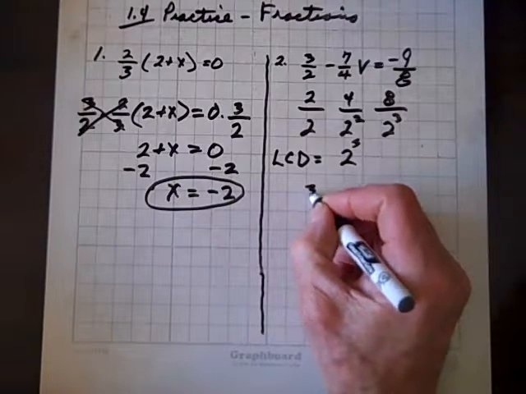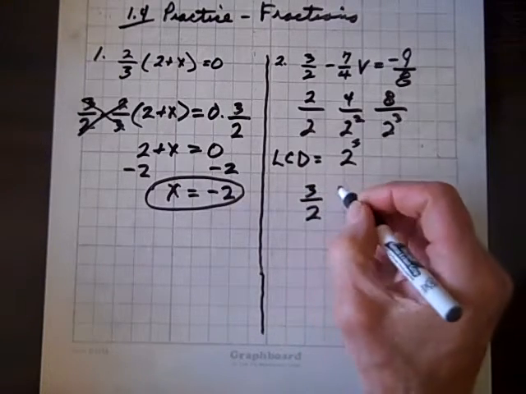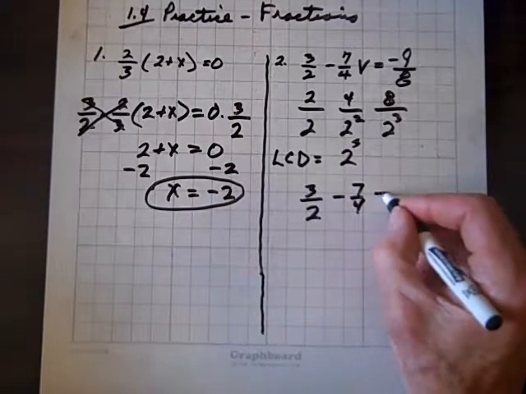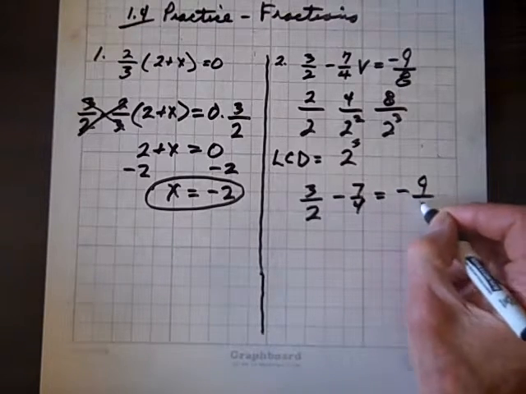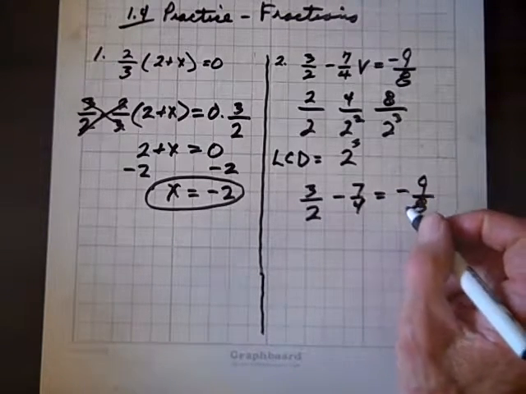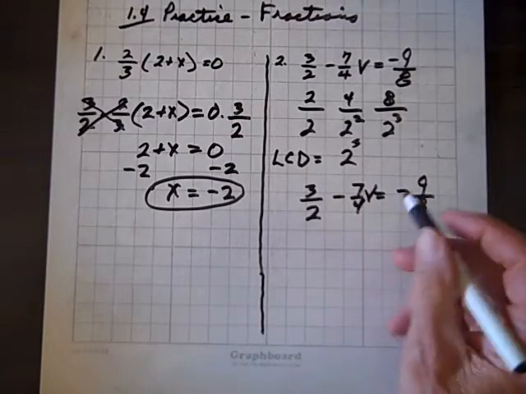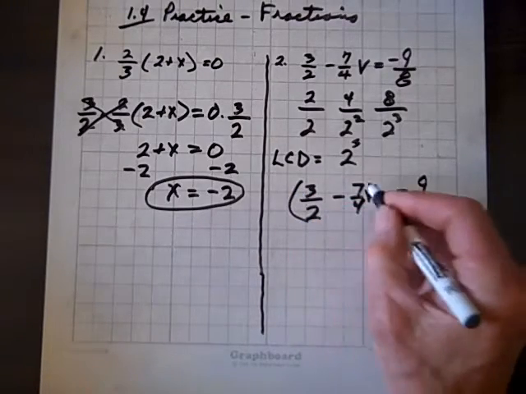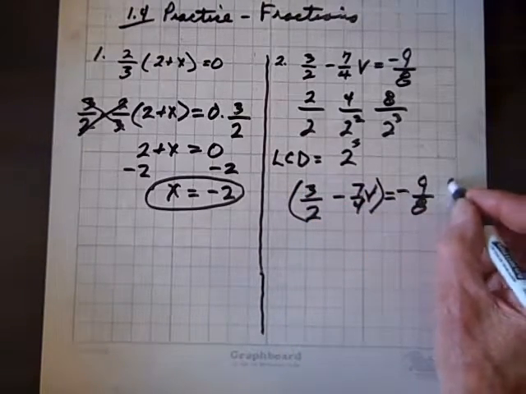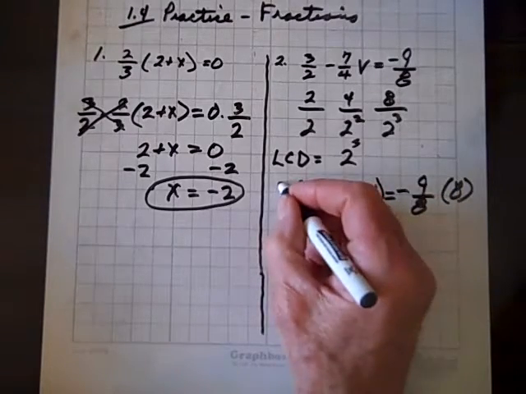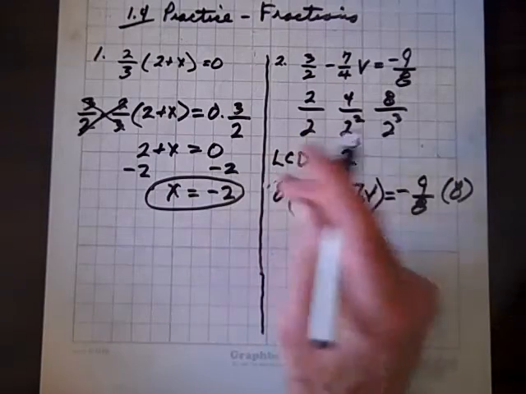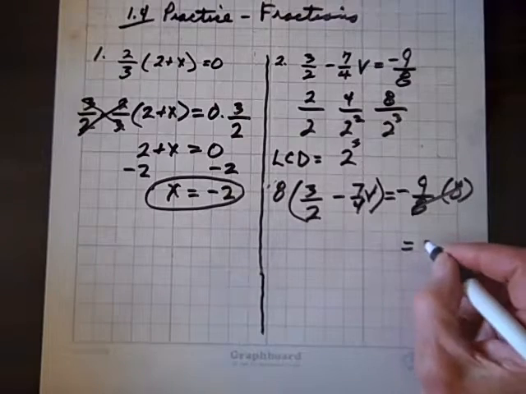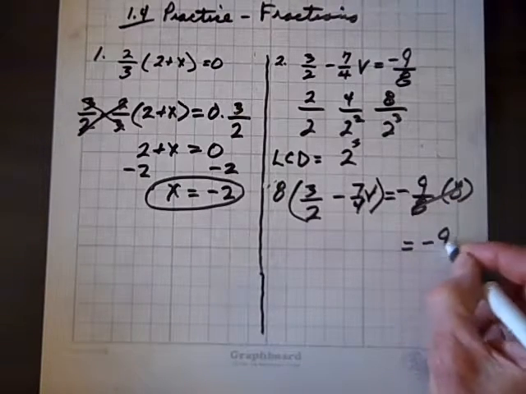So now we've got this 3/2 v minus 7/4 v equals -9/8. What we're going to do, and there should be a v right here, what we're going to do is multiply through by the common denominator, which is 8. We're going to multiply both sides by 8. And here's why. All the denominators will divide out. So here the 8's divide out, we get -9.